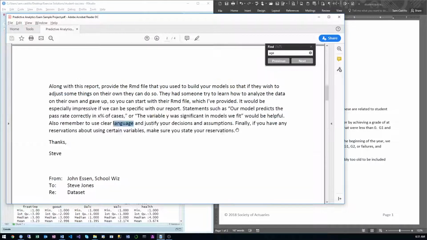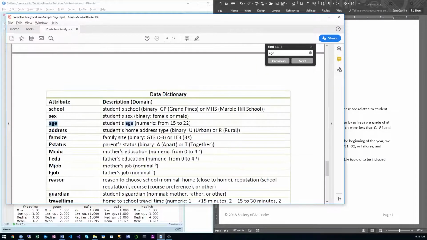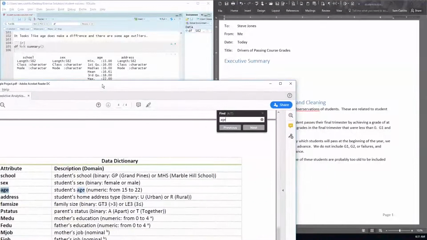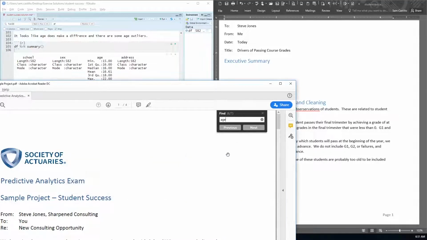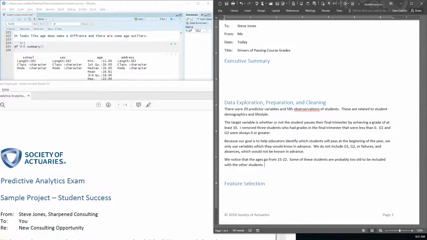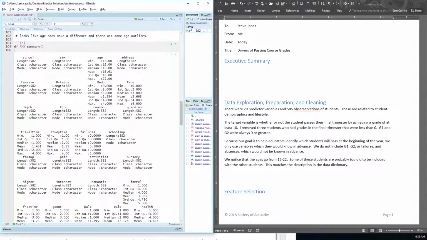Use search, Control F, for age. Okay, they say age is a student's age from 15 to 22. And it does. The data dictionary says that it goes from 15 to 22. They don't give us any other information about the age. This matches the description in the data dictionary. Address, family size.